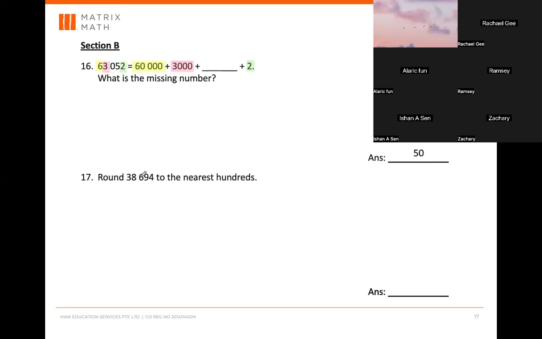Round 338,694 to the nearest hundreds. So where is the hundreds place? Hundreds place is here. So nearest 100, this is the hundreds place. So look at the digit next to 6. 9 is actually bigger than 5. So you will round up. So it will give you 338,700. So that's for question 17.